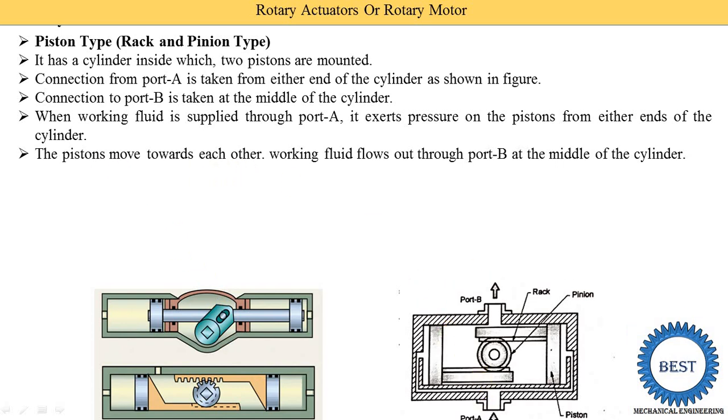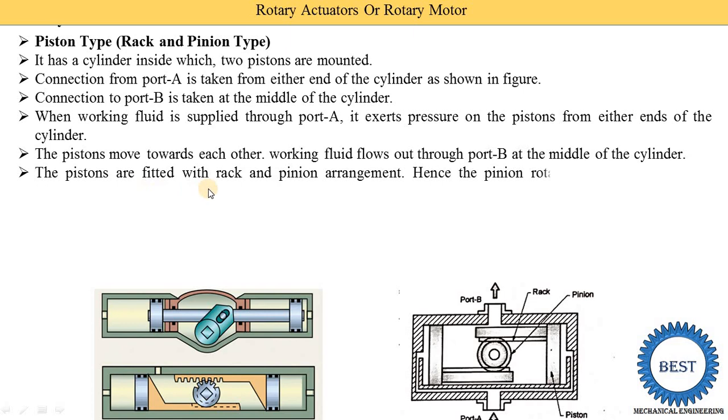In this image oil is supplied from this side and this side, and on both sides the oil applies pressure on the piston. So this piston moves to the right side and this piston moves to the left side. The pistons move towards each other and working fluid flows out through port B at the middle of the cylinders. From the middle port the oil goes back to the tank or reservoir.